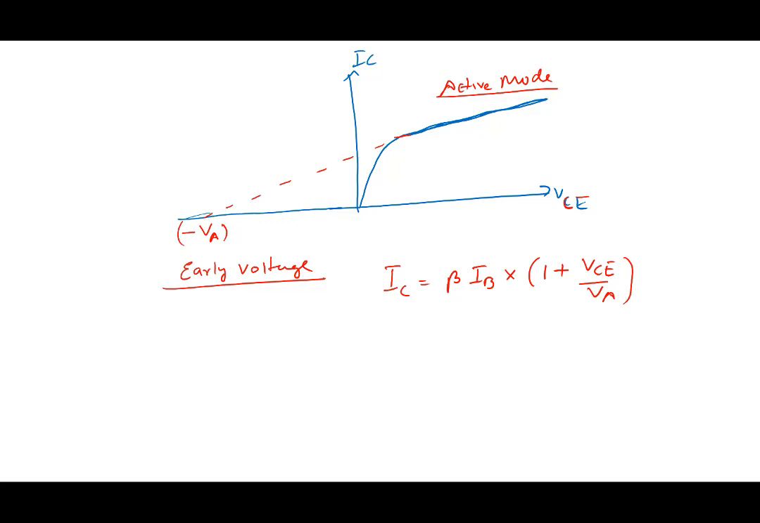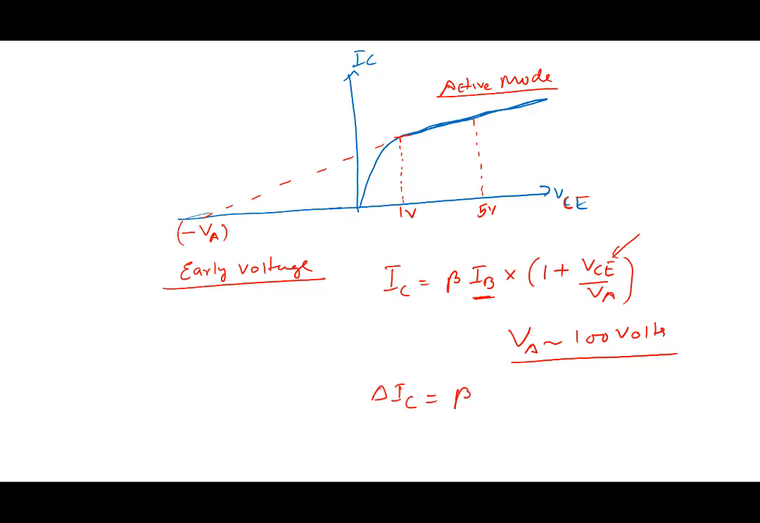So current has a dependence on IB and current has a dependence on VA here. Now the value of VA of course varies from transistor to transistor. For example, VA could be 100 volts. So you can check, as you vary VC from, let's say, 1 volt to 5 volt, what would be the corresponding change in IC?